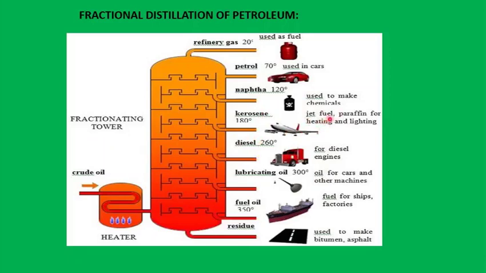So kerosene is used as jet fuel, and paraffin for heating and lighting. There is the kerosene stove and the kerosene lamp. So all that kerosene is used for that. That is also one of the petroleum products.